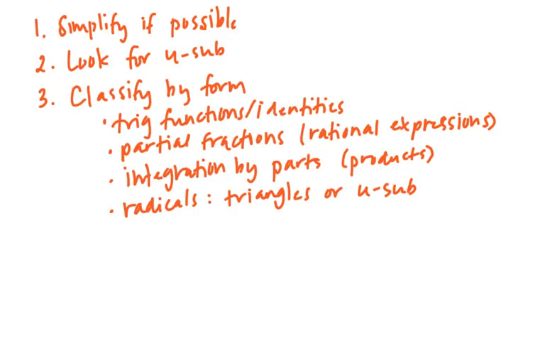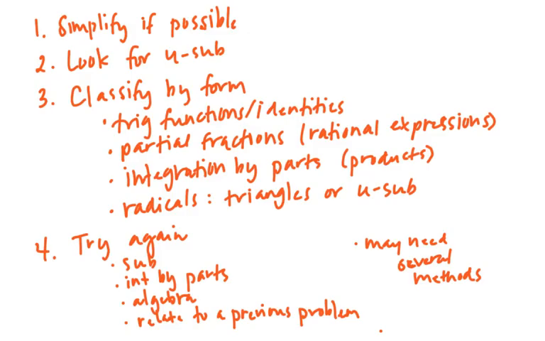Our third technique is to classify by form. We can try trig functions or identities. Look and see if it looks like that's going to be happening. Partial fractions: when you see a fraction or a rational expression, see if partial fractions may work, which remember includes dividing. Integration by parts: if you have a product of two items, use integration by parts. And if you have radicals, you might be able to use your triangles or your u-sub. So that's your third technique.